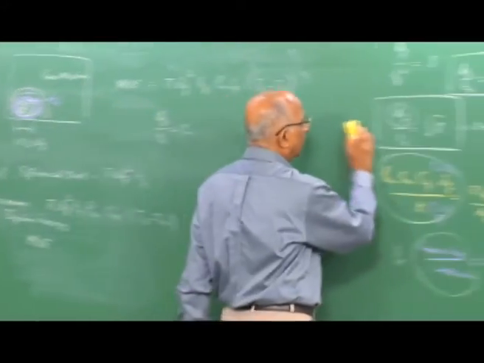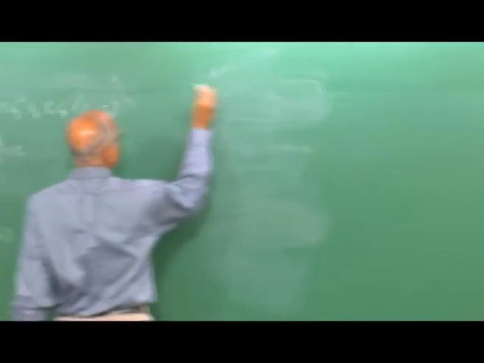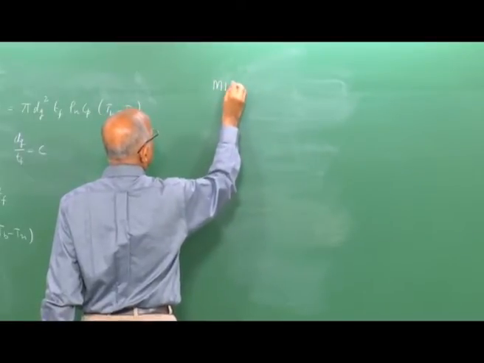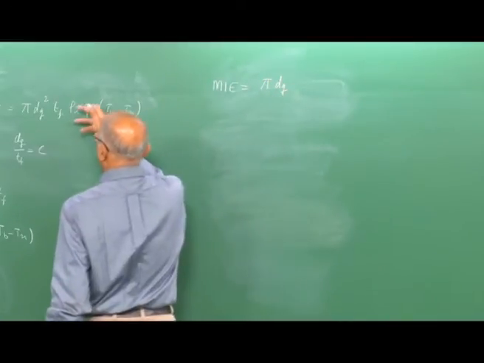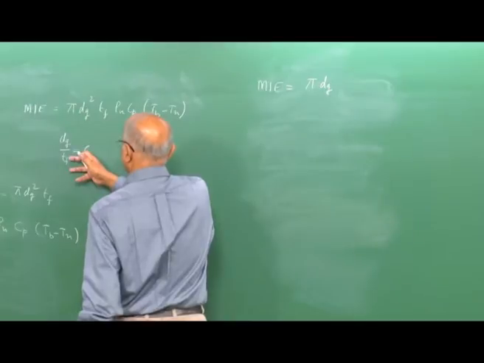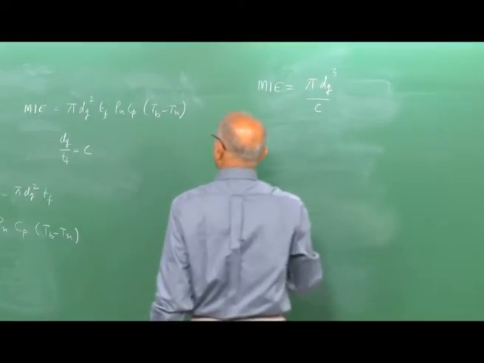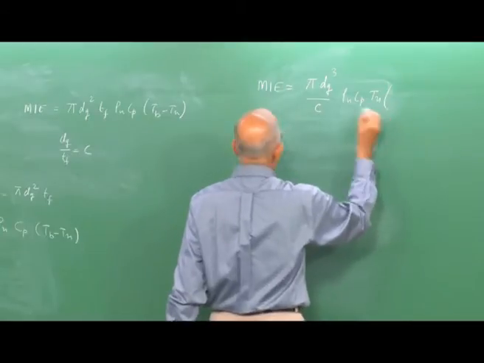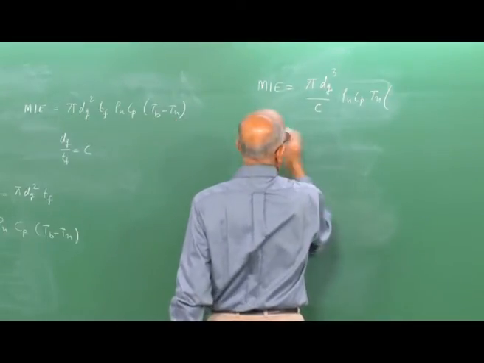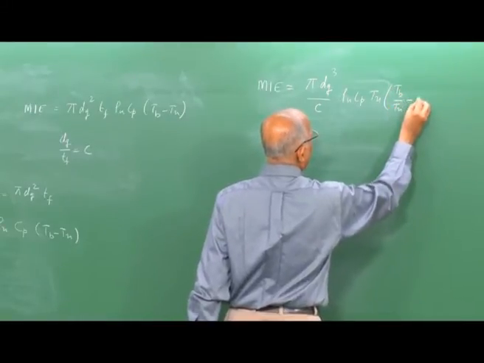I can rewrite this expression: MIE is equal to pi dq. I substitute Tf equal to dq by C, therefore it becomes dq cube by the constant C, into rho u into Cp. I take Tu outside and I get Tb by Tu minus 1.